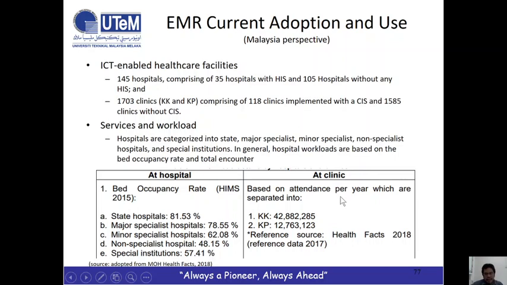So we look at the clinics in Malaysia based on attendance per year. They are the klinik kesihatan, the healthcare centers, such as health center Alor Gajah, health center Durian Tunggal. The average every year is 42 million attendances, and dental is 12 million per year.